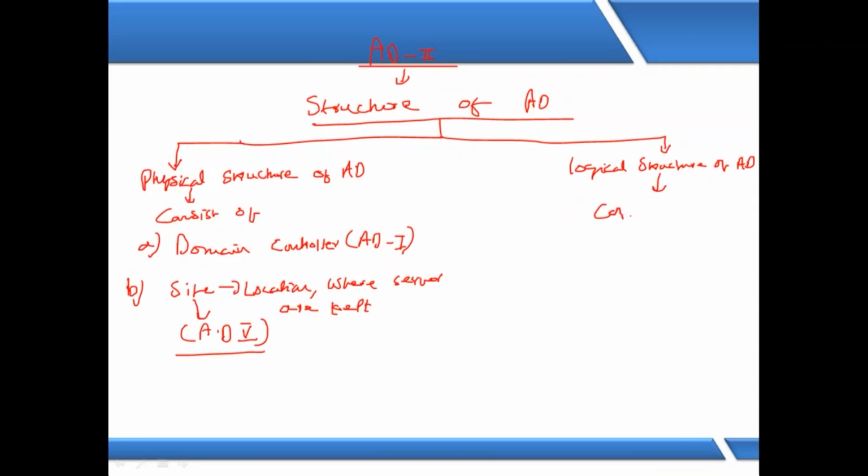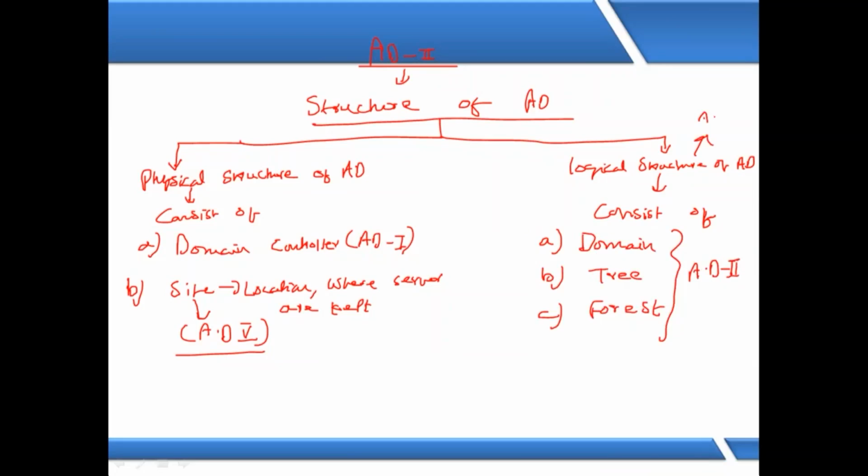The logical structure of the Active Directory consists of domain, tree, and forest. These are the three things we have to discuss. Today we are going to cover what is domain, tree, and forest in the Active Directory second class.